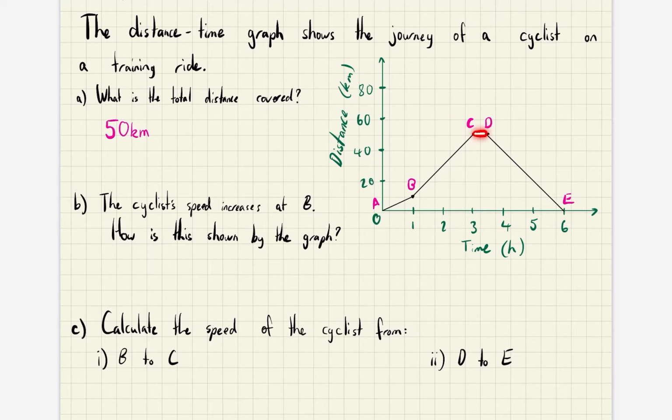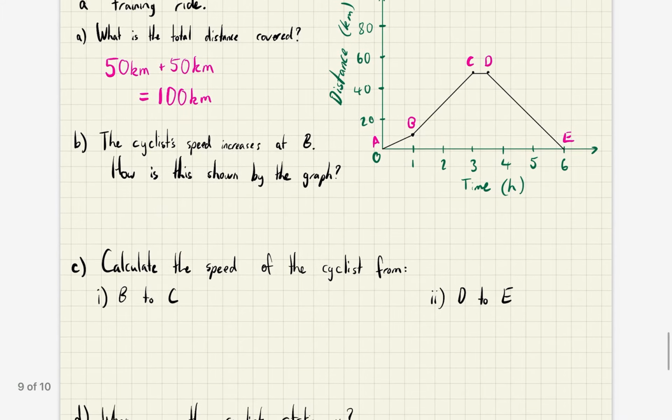But then you can see they've come back here, they've done something, and then they've come back to E. And so they've gone from 50 kilometres to 0. So they've gone another 50 kilometres. Essentially, they've returned back home or they're back to their starting point. So I can add another 50 kilometres. So the total distance travelled is 100 kilometres altogether, which is quite far. But you'll notice it took them 6 hours to do that. So it wasn't like they just went out for a quick ride. That was a whole day thing.